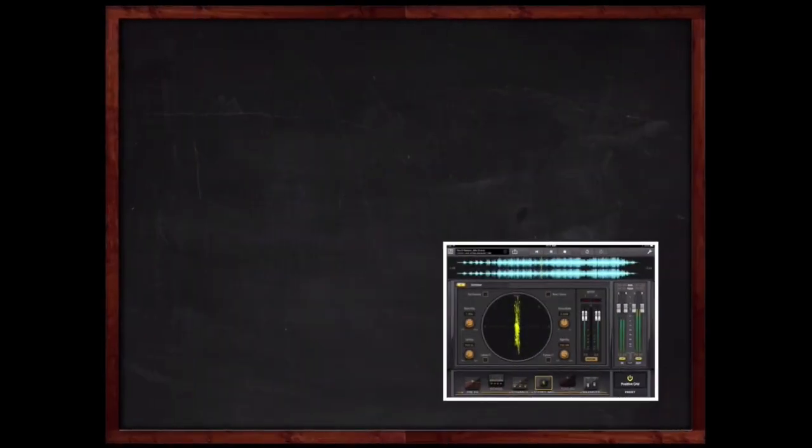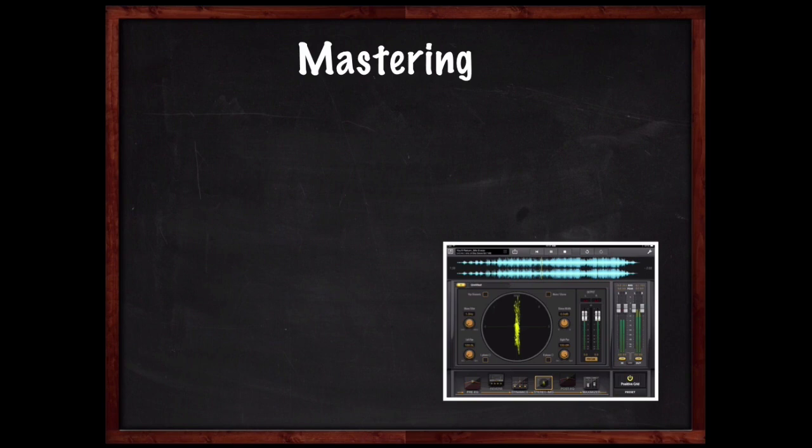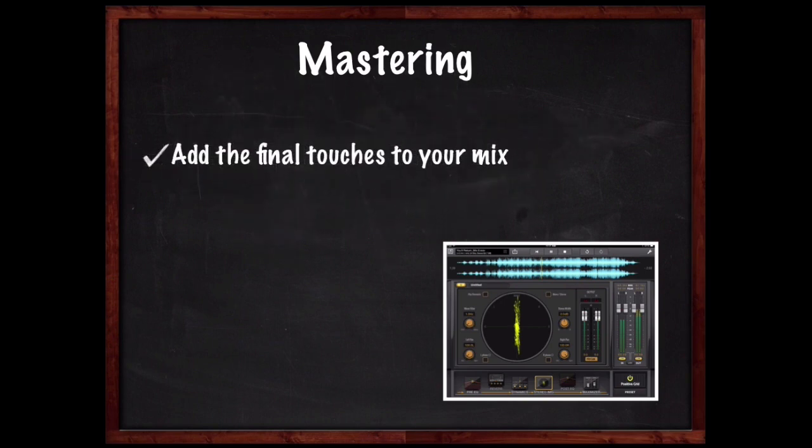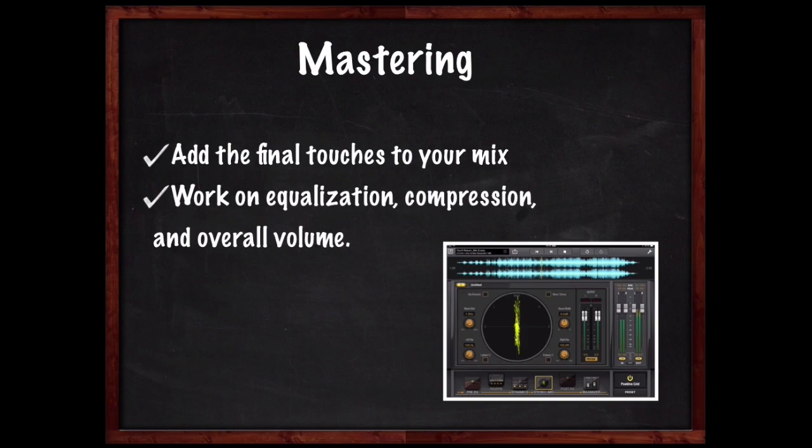The third step is the mastering. This is the final stage of music production, right before distribution, when you master your work on the final stereo mix. The main idea here is to add the final touches to your mix in terms of equalization, compression, and overall volume.